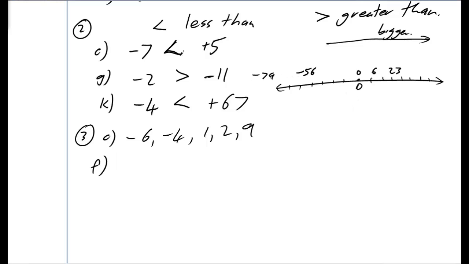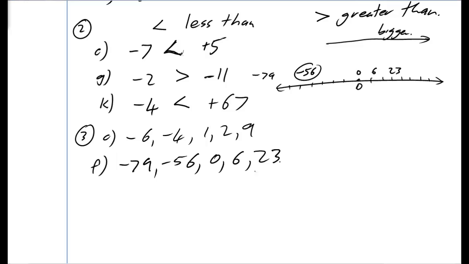So if you look at them now, what's the smallest? The smallest number is minus 79, and then it's minus 56, and then it's 0, and then it's 6, and 23. All right. I want you to do the other ones in number 3. Oh no, just do number 3 and number 4.